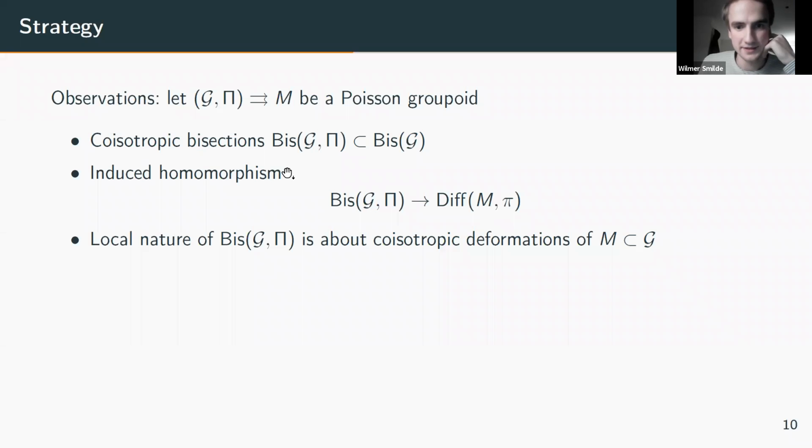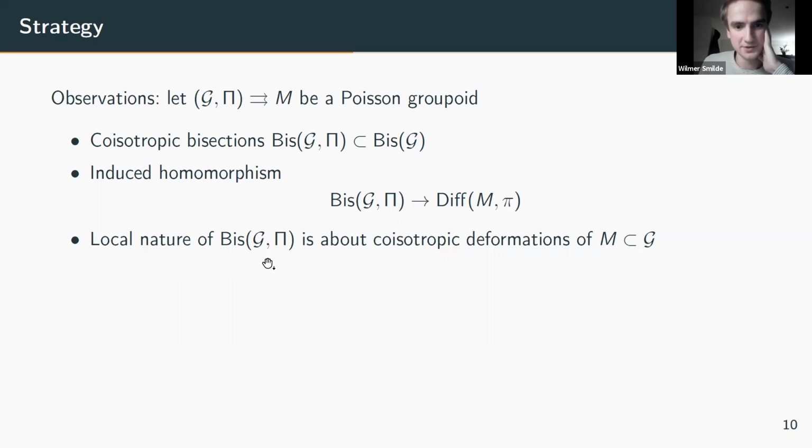What's the relationship between the big pi and little pi? So, if you have a Poisson groupoid, there is a unique Poisson structure on the base manifold for which the source and target are Poisson maps. And this small pi is this induced Poisson structure on the base. Thank you.